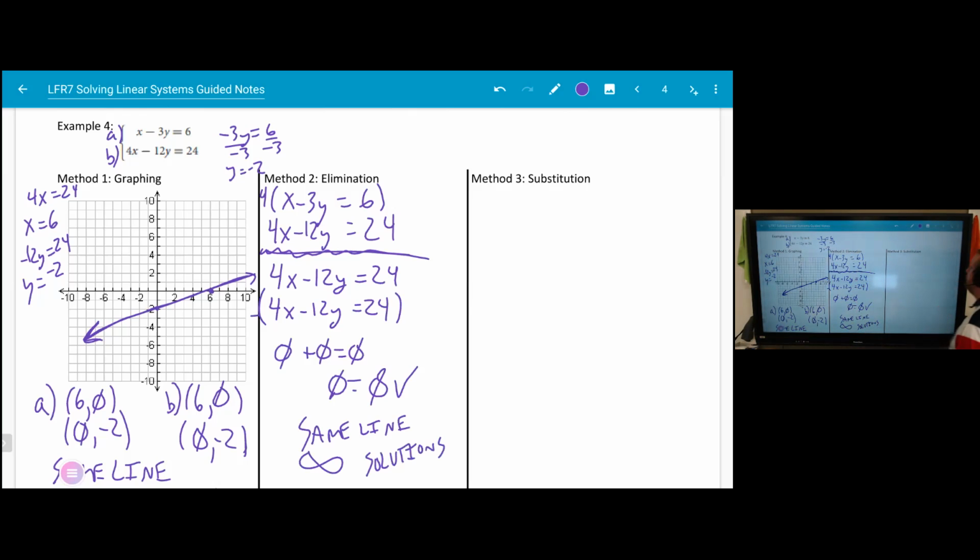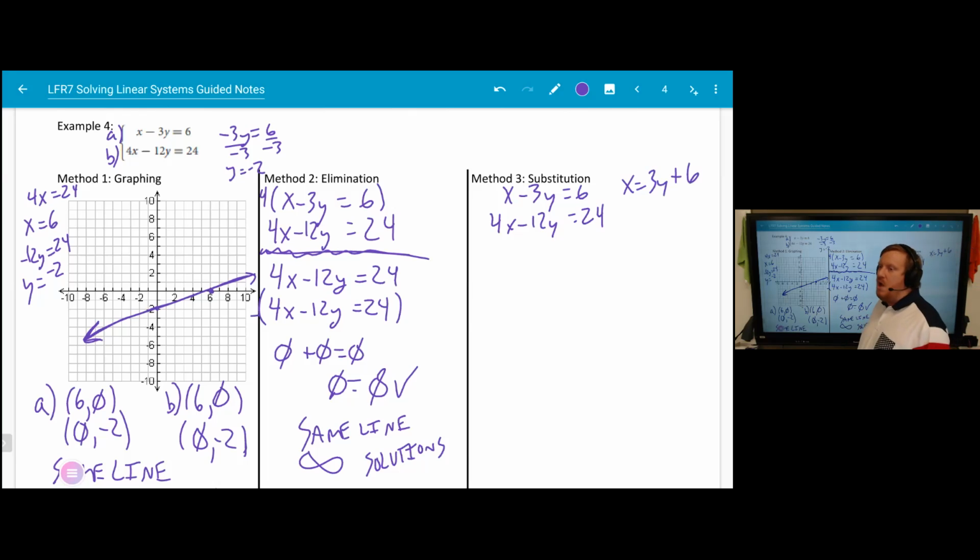What does substitution look like? Let's rewrite it. x minus 3y equals 6. 4x minus 12y equals 24. Solve one equation for one variable. I've got x by itself. I'm going to say x equals 3y plus 6 because I'm adding 3y to both sides. So I'm going to substitute wherever I see x in the second equation. Instead, I'm going to put 3y plus 6.